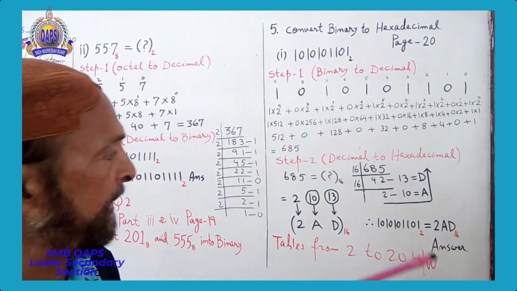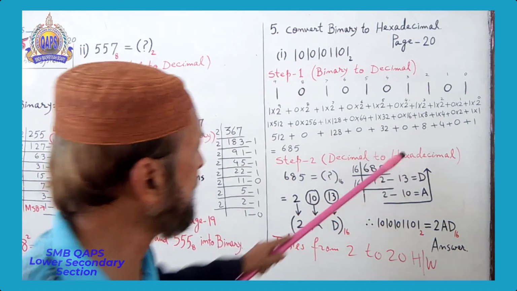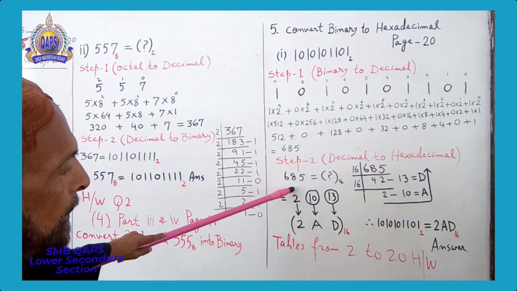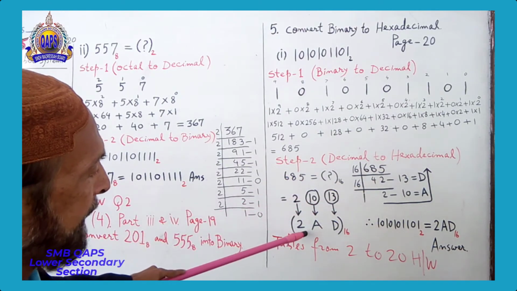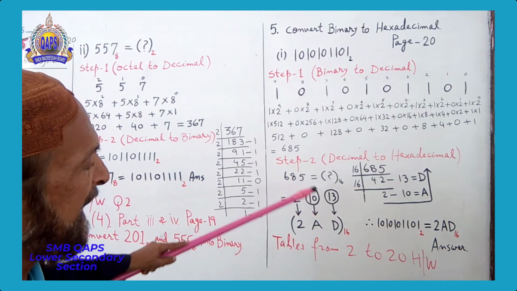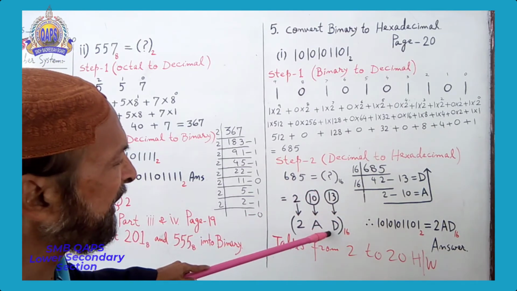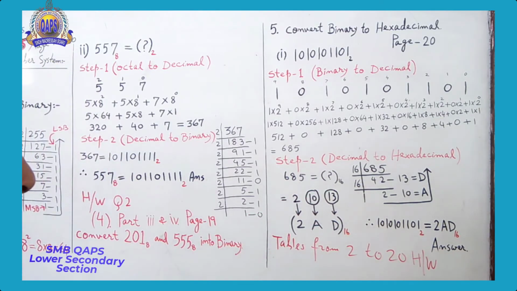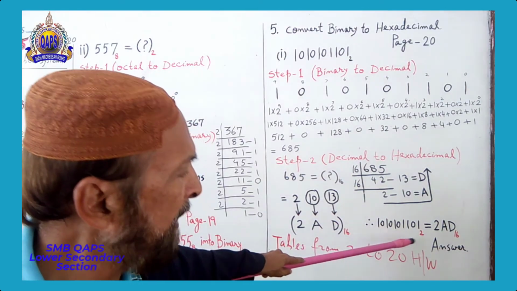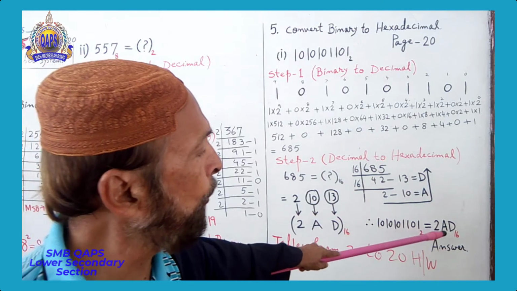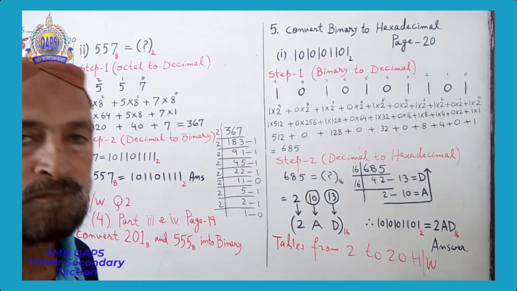From the LSB, the answer will be 2, 10, 13. We can write 2 over here, but instead of 10, A, instead of 13, D. So the answer will be 2AD. This binary number equals 2AD hexa. Answer.